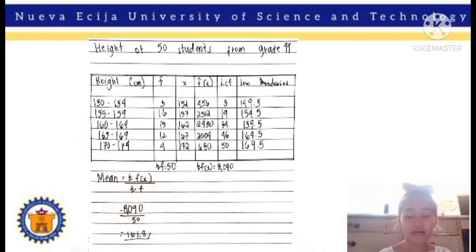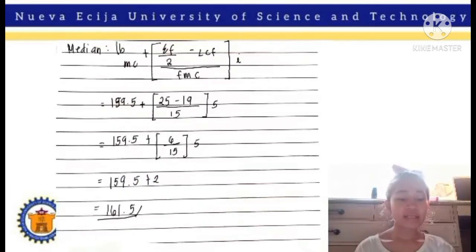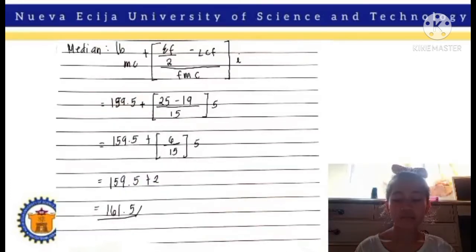Now, the formula to get the mean is the summation of fx over the summation of f, so we will divide it. 8,090 divided by 50 equals 161.8. 161.8 is our mean.